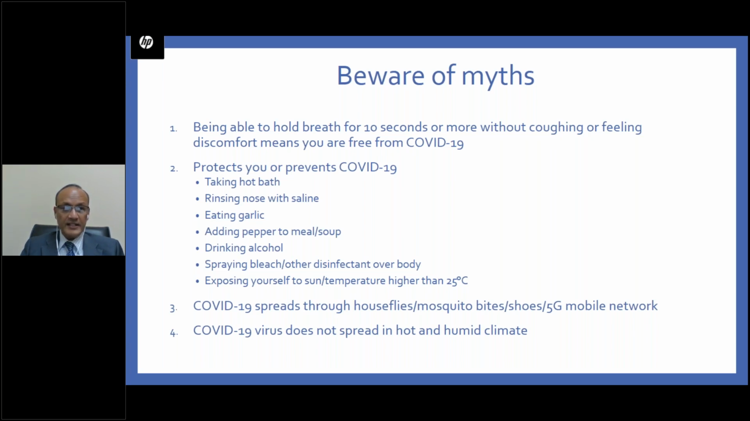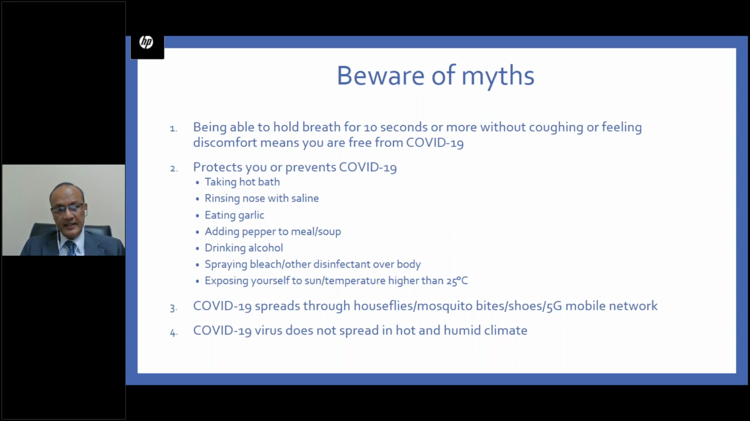There are also some other myths being circulated, that taking a hot bath or rinsing the nose with saline or eating garlic, adding pepper to the meal or soup, drinking alcohol, spraying bleach or other disinfectant over the body, or exposing yourself to the sun and temperatures higher than 25 degrees can protect you or prevent COVID-19. This is a myth, not true. It also cannot spread through house flies or mosquito bites or even the 5G mobile network. These were some of the rumors circulating in the social media, so we should not fall into the trap of those things.